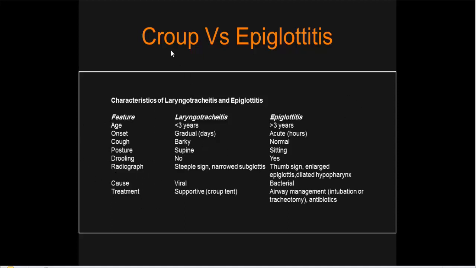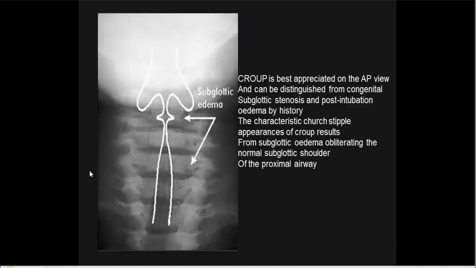On radiograph, as we see in croup, the steeple sign, narrowed subglottis. Here we see epiglottitis, thumb sign, enlarged epiglottis, dilated hypopharynx. This is what is called the steeple sign: subglottic laryngitis, subglottic edema. Croup is best appreciated on the AP view, and can be distinguished from congenital subglottic stenosis and post-intubation edema by history. The characteristic steeple appearance of croup results from subglottic edema obliterating the normal subglottic shoulder of the proximal airway.